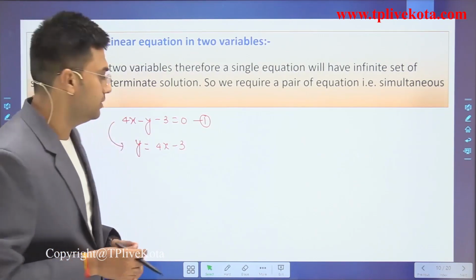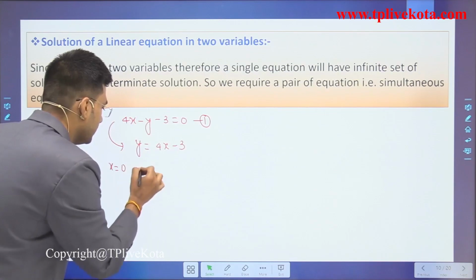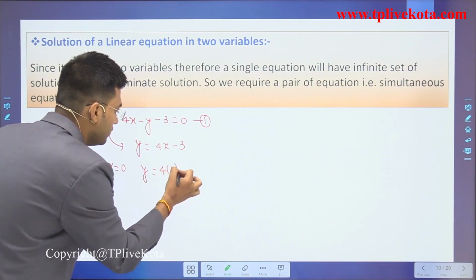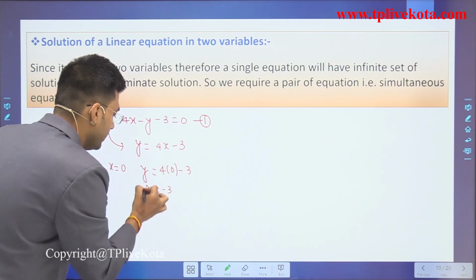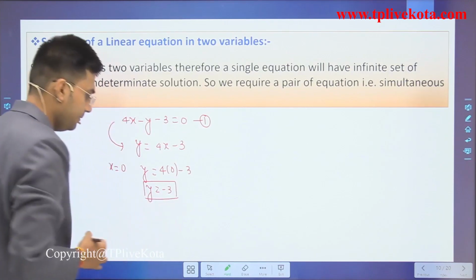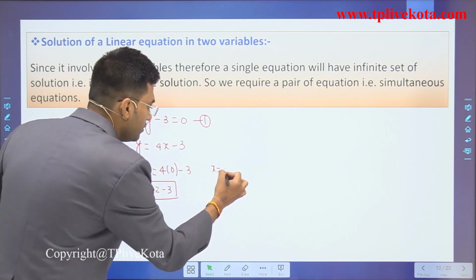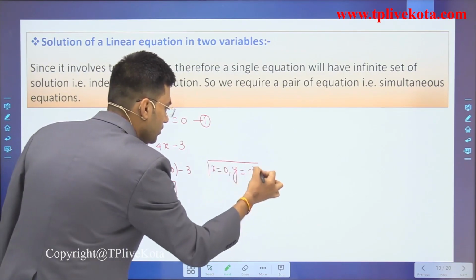What does it mean? Here, if we put x equal to 0, then y becomes 4 multiplied by 0 minus 3, which is equal to minus 3. So y is equal to minus 3. That means x equal to 0 and y equal to minus 3 is a solution of this equation.